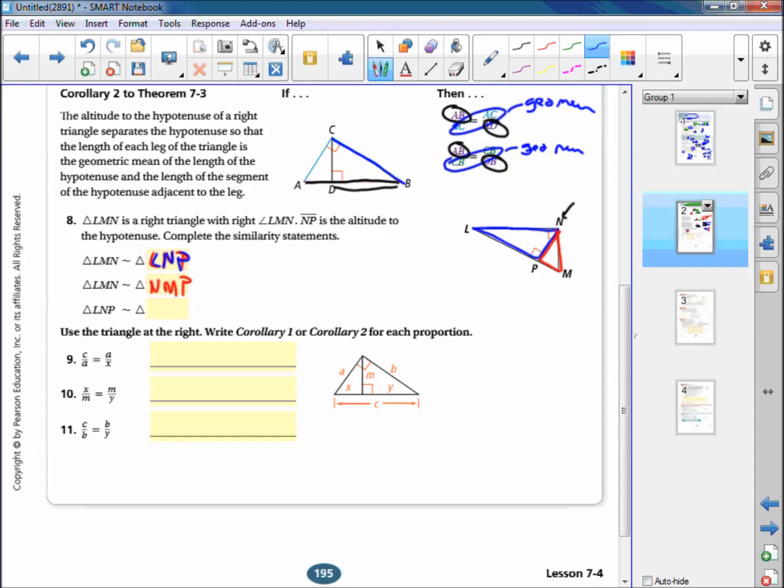Okay. All right, so now we also know that this blue and red triangle are similar to each other, so we're going to write a similarity statement here. So LNP is going to be similar to NMP. Okay. Same places they go with the big triangle.